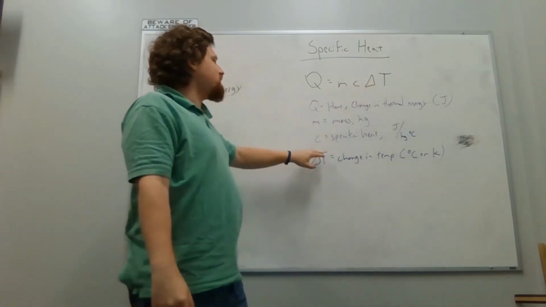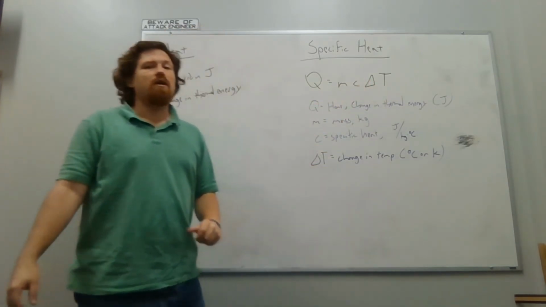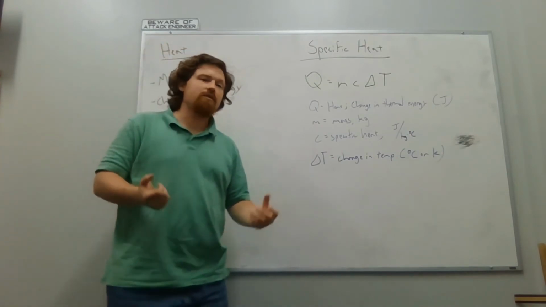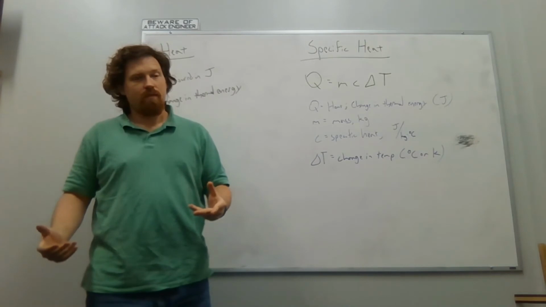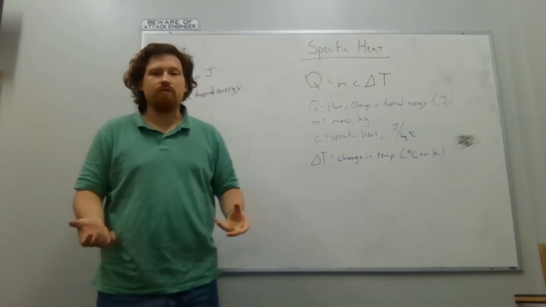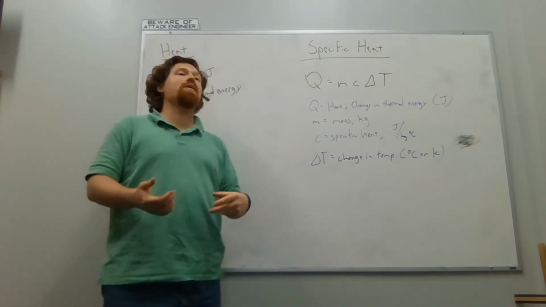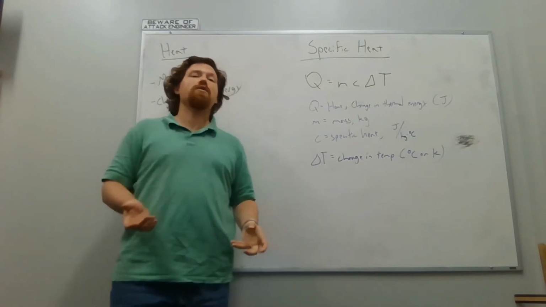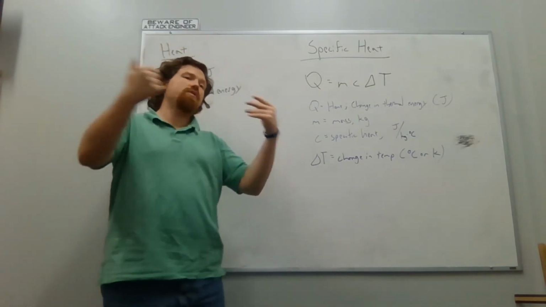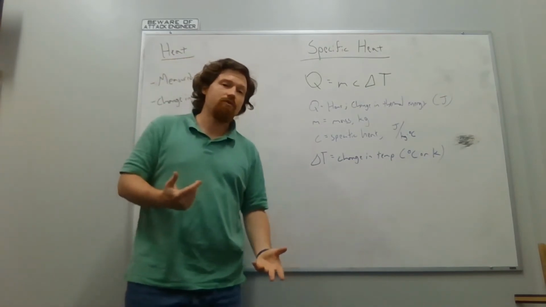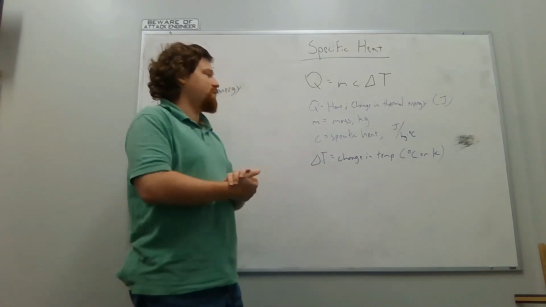So delta T is the change in temperature. The more my temperature changes, the more my thermal energy has changed. If I lose 10 joules, my temperature might drop by 1 degree. If I lose 20 joules, my temperature might drop by 2 degrees. The amount of thermal energy you lose will determine your temperature change. That's what this formula tells us.